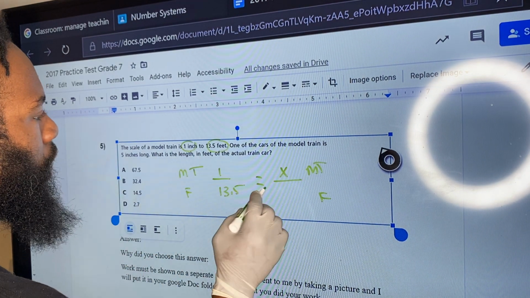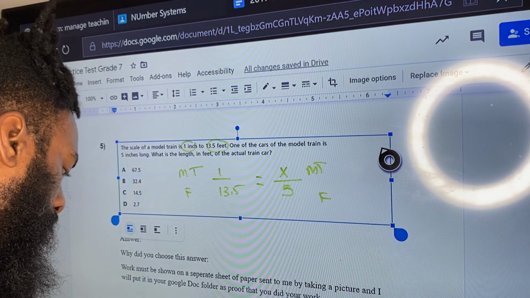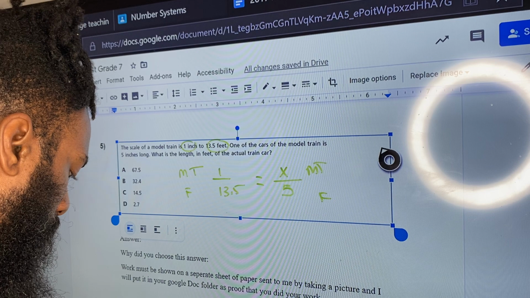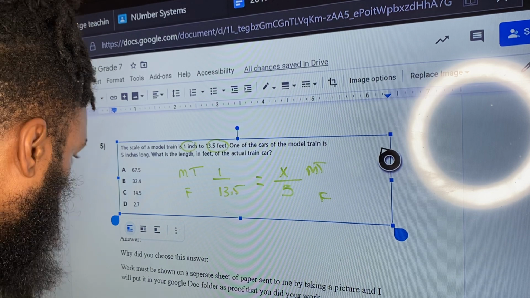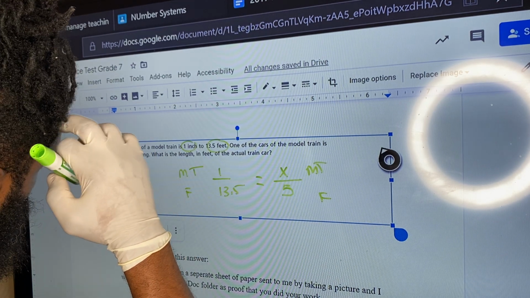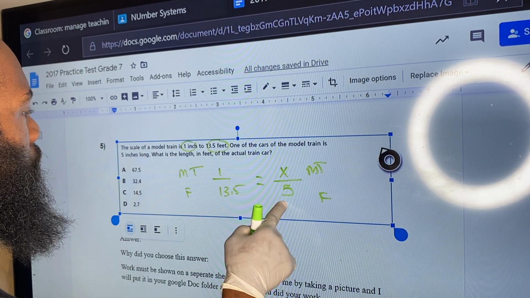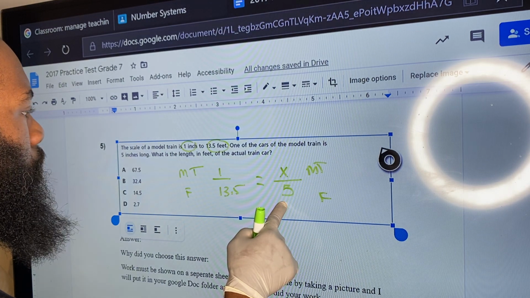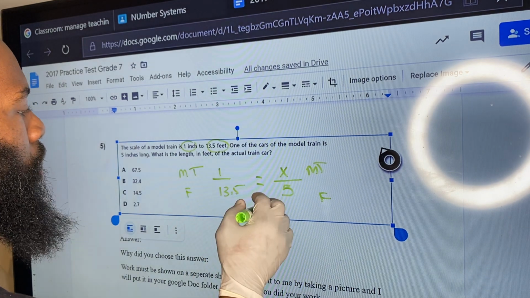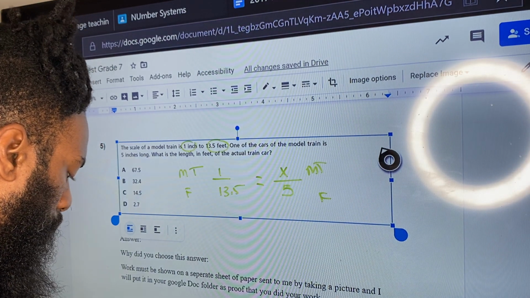So the X for this, and this is 5 inches long. So the X is for feet. Do I have to convert this to feet? And feet. Okay, so here, let me see the proportion right. Alright.